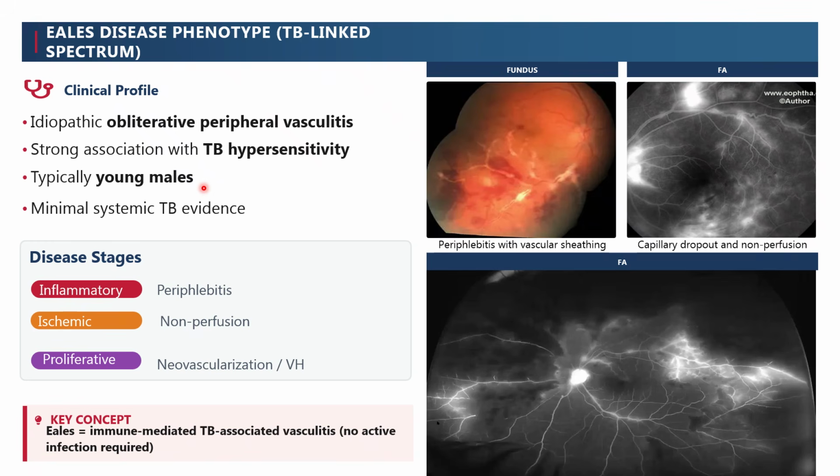So my message for you: you should know how to differentiate between the Eales-like phenotypic presentation of tuberculous vasculitis and the idiopathic variety of Eales disease. This is number one. Number two, how you differentiate between the Eales phenotypic presentation of tuberculosis and the classical occlusive vasculitis or vasculopathy that's seen due to tuberculosis, as I have explained earlier.